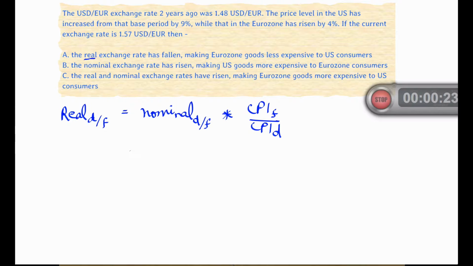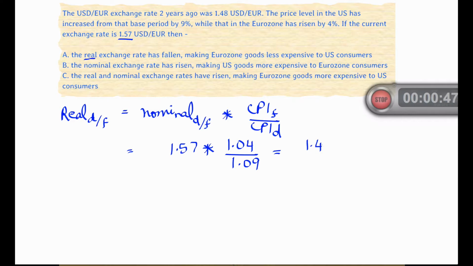So right away, we apply the formula real equals nominal times inflation in foreign divided by inflation in domestic. The nominal rate currently is 1.57. Inflation in the Eurozone has risen 4%. And inflation in the US has risen 9%. We get the current real exchange rate as 1.498 US dollars per euro.